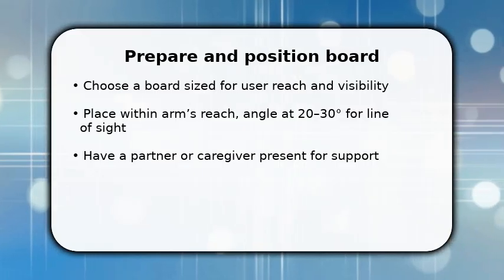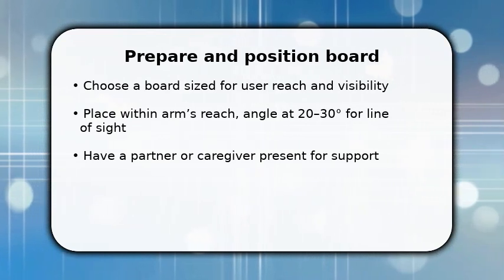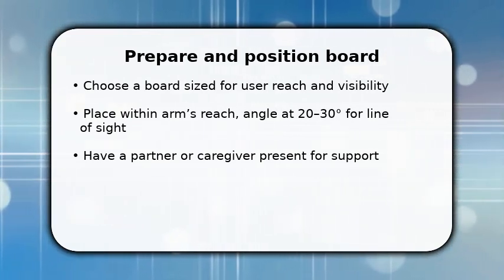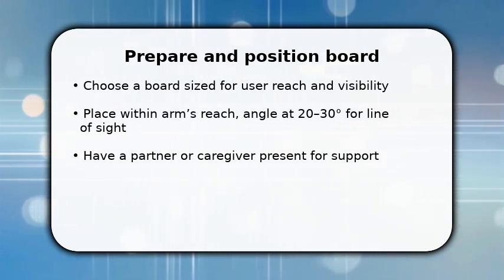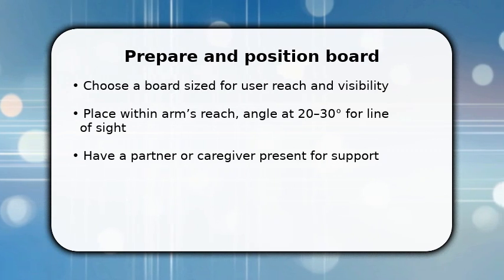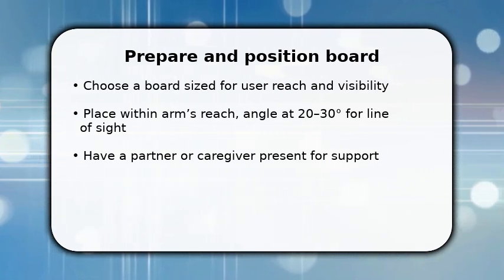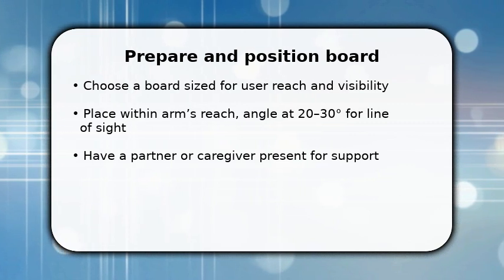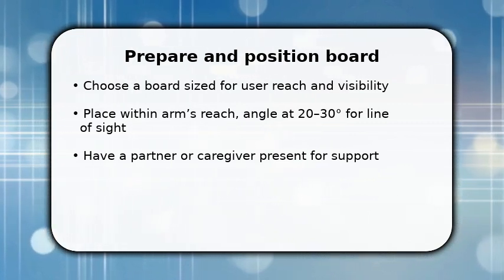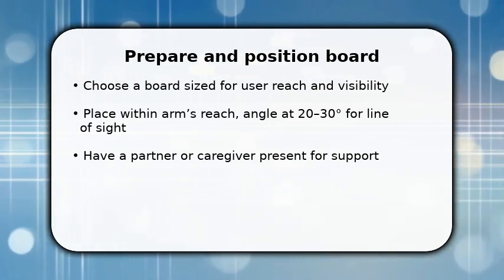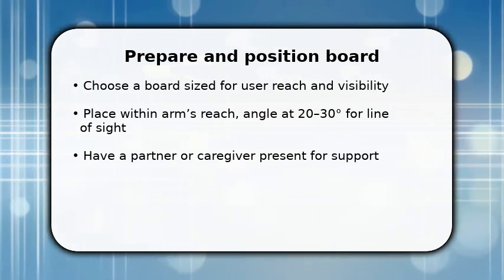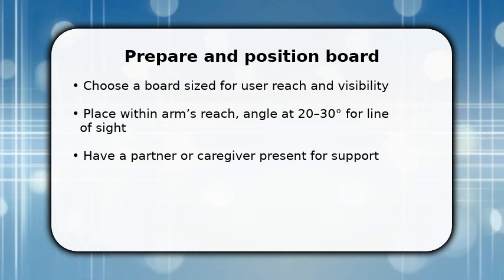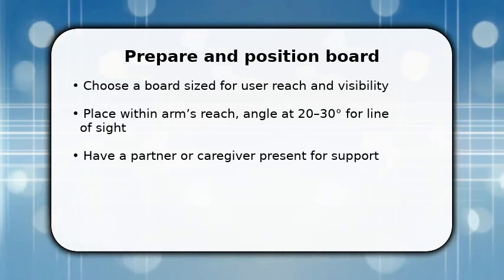You begin by preparing the board and environment so communication can start immediately. Choose a board the user can reach without strain, then position it at a comfortable height and about a 20 to 30 degree angle. Once done, make sure lighting avoids glare and remove distractions in the area. Invite the user to touch or point and gently model one or two initial selections to show how to indicate choices. This gets the interaction moving and reduces anxiety.